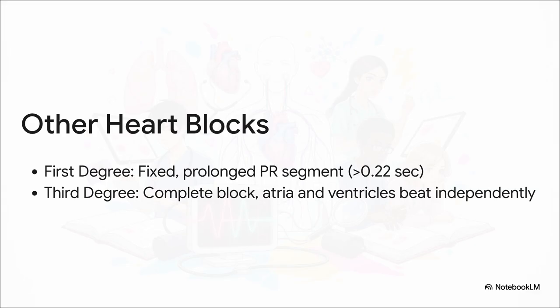And just to summarize the other edges of heart block pathology, first-degree block is the absolute mildest. It's really just a consistent delay at the AV node. Every P wave has a QRS, but the PR interval is prolonged past 0.22 seconds. On the complete other extreme is third-degree block. This is a total structural breakdown. The atria and ventricles are literally no longer talking to each other. They are just beating completely independently.